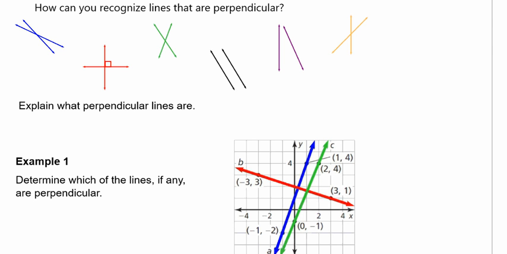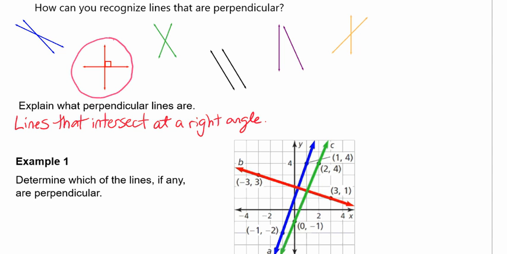In this video, we're going to be talking about perpendicular lines. So take a look at these 6 sets of lines I have. They're blue, red, green, black, purple, and orange. Can you recognize which ones are perpendicular? If you said the red ones, you're right, because perpendicular lines are lines that intersect at a right angle.